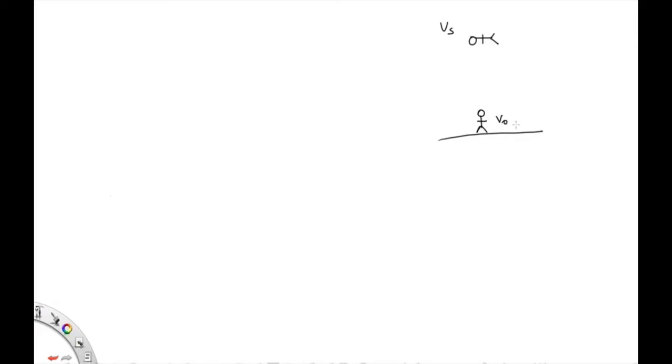So she's got velocity of the observer, and the friend observes a frequency of 2,150 hertz, and the source produces a frequency of 1,800 hertz. And we'll assume that the velocity of sound in air is 343 meters per second. And what we have to do is work out the velocity of the skydiver, Vs. That's the terminal velocity.